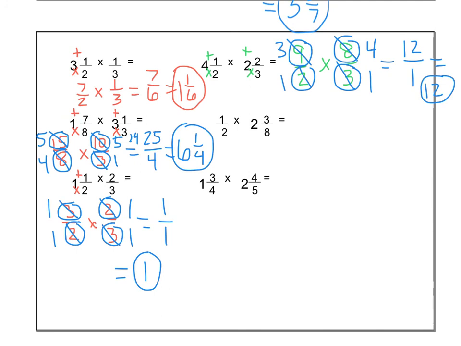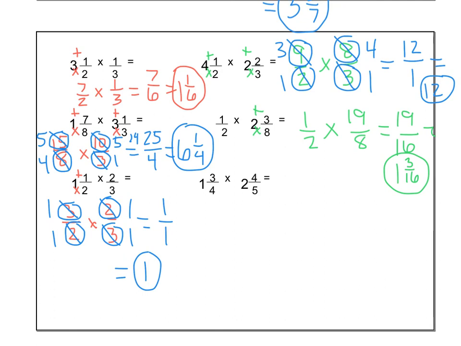Looking at that next one, we have 1/2, which can stay the same, times 2 3/8. So we're going to change the 2 3/8. 8 times 2 is 16, plus 3 is 19, so we have 19 over 8. Now if we check across from one another, 1 and 8 don't have anything in common. And then 19 and 2 don't have anything in common. So we're really just multiplying the way it is. 1 times 19 is 19, and 2 times 8 is 16. It is an improper fraction, so we're going to change it to a mixed number. 16 can go into 19 one time, and we have 3 16ths left over. So 1 3/16 would be our final answer.